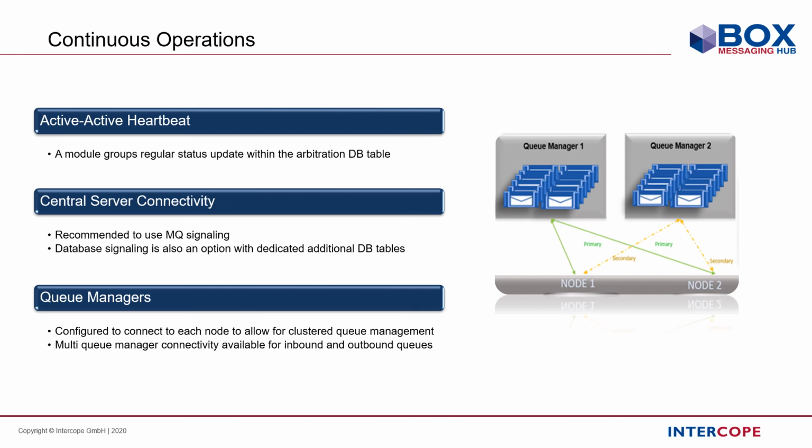And it's also possible to configure database signaling. This will require the introduction of additional tables within your database, and clustered MQ managers, which connect to each node either with a primary or secondary connection, allowing for clustered queue management. So you have a number of areas to look at, which all provide additional layers of redundancy. I would recommend scheduling a meeting with Intercope to go over these options and see what best fits your organization.